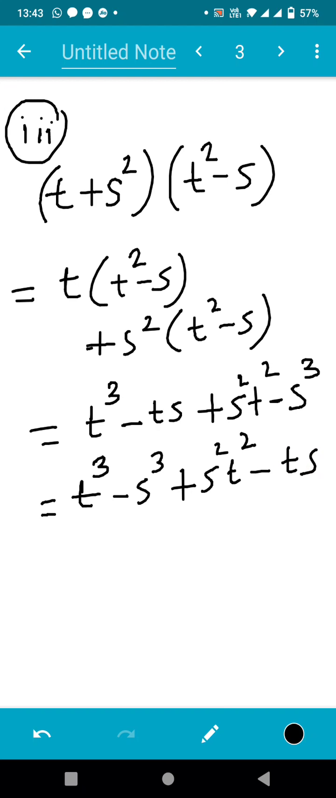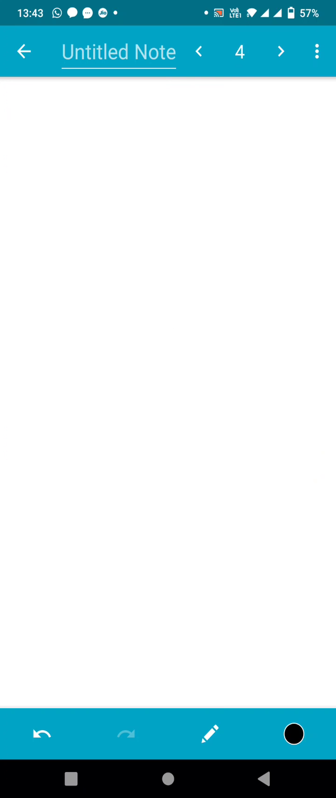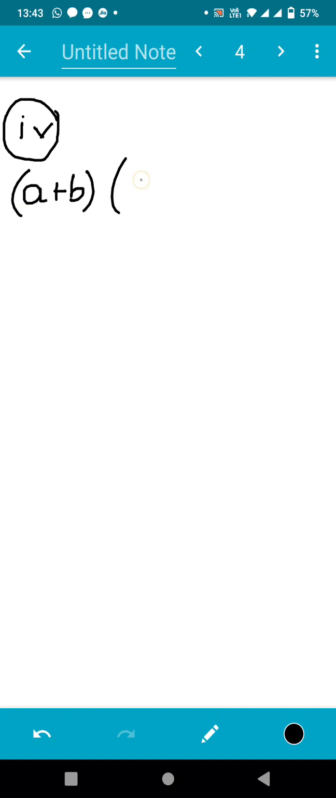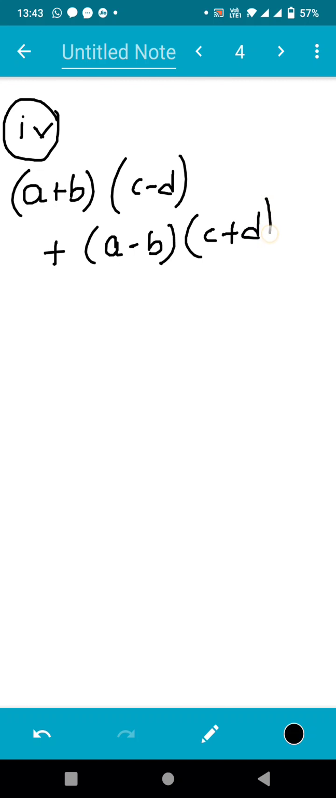Now let's move on to sum number 4. Sum number 4 is a big sum. In the first bracket we have a plus b, and in another bracket c minus d, and then we have plus a minus b, and then c plus d, minus plus 2 ac plus bd.